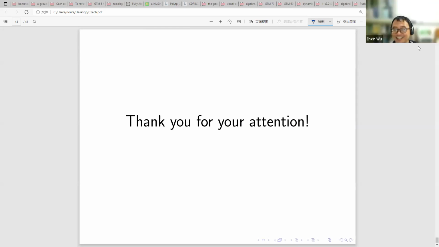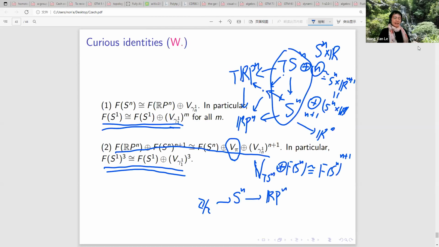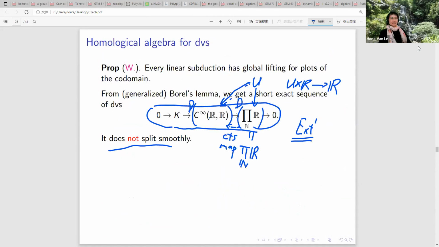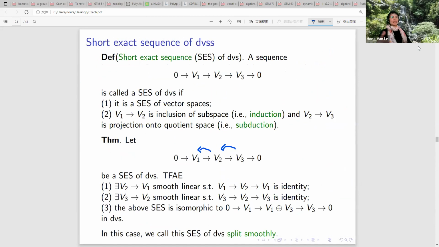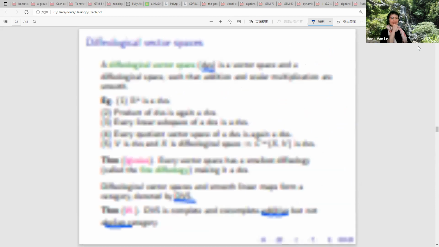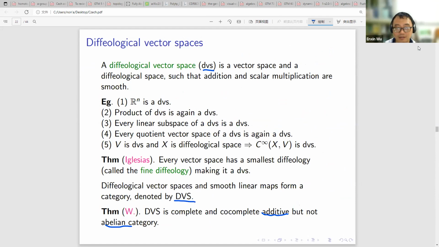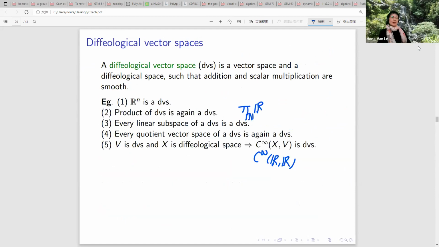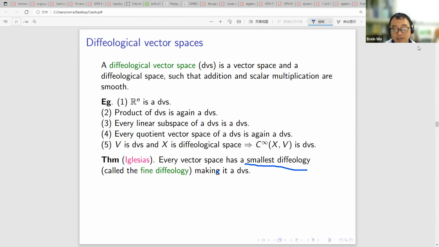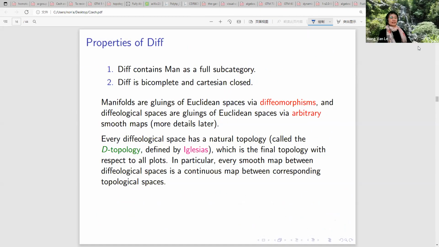Thanks. Yeah, Enxin, I have a question that may be related to the question that Igor asked at the beginning. So you talked about the topology on infinite dimensional manifolds. Yes, that is the smallest diffeology. Oh, you mean this one? You mean the topology, the general one? The topology, yes, the finite topology. That is also interesting.